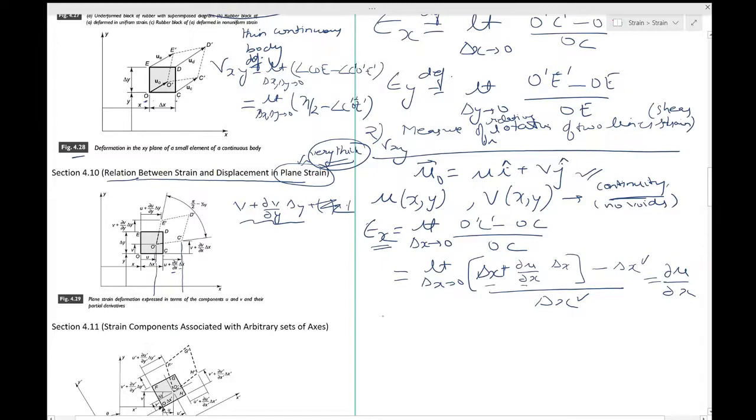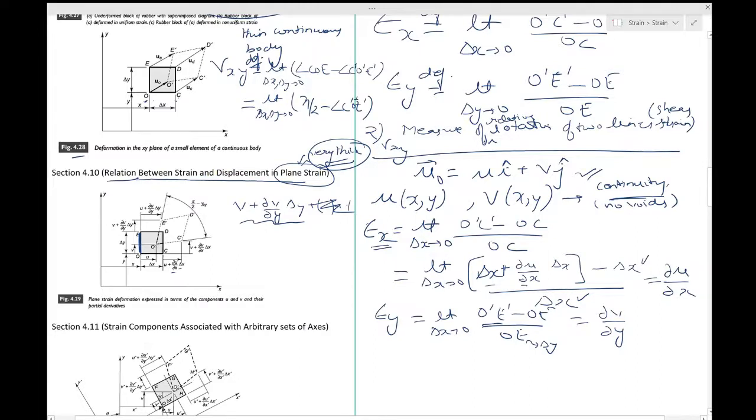Similarly, you will have EY in which you will consider the normal strain for this element, and that would be equal to limit of delta x tending to 0 O dash E dash minus OE by OE. So OE is delta y, and O dash E dash will be delta y plus dou v by dou y delta y. So that would give you a dou v by dou y.